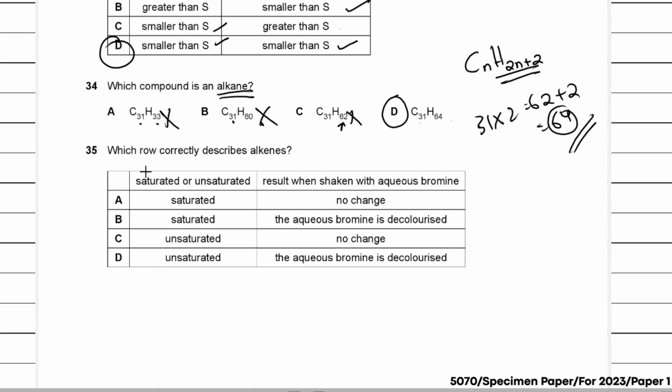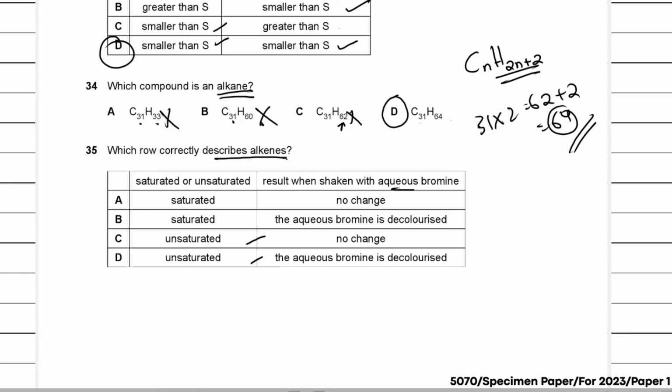Okay. Which row correctly describes alkenes? So alkenes are definitely unsaturated. Only alkanes are saturated. What unsaturated and saturated mean is that in saturated compounds, it's difficult for other compounds to get in. That's why alkanes do not undergo halogenation easily. Alkanes do undergo halogenation, but you need to use UV light in order to sever the bonds of carbon. But in alkenes, it's actually a bit easier.